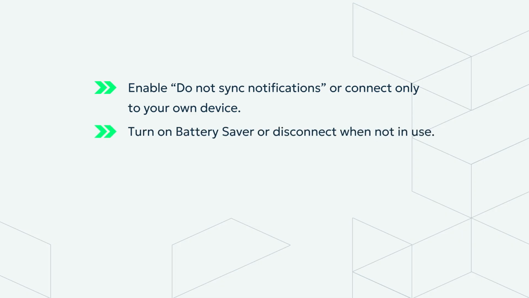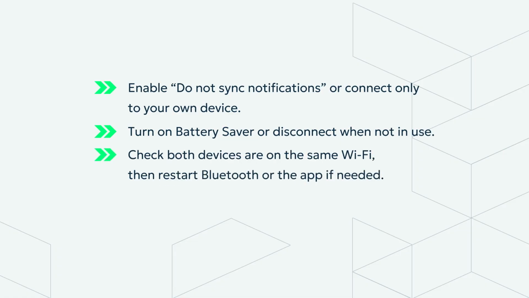If your phone battery is draining quickly due to the connection, try turning on battery saver or disconnecting the device when not in use. If you're experiencing Wi-Fi or Bluetooth connectivity issues, check if both your phone and PC are connected to the same Wi-Fi network and restart Bluetooth or the app if needed.